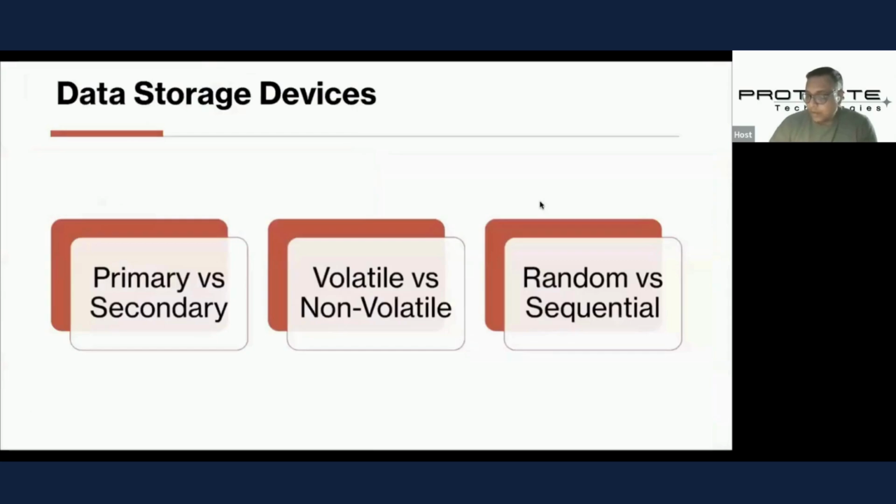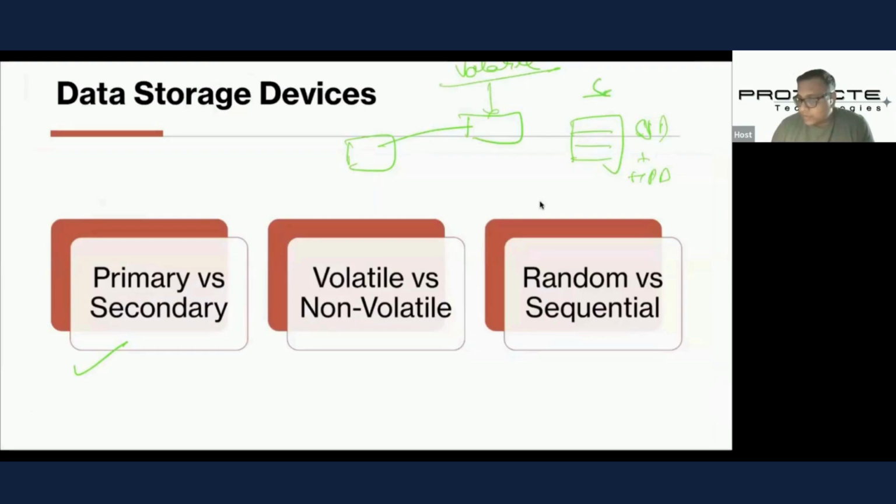Data storage in computer and IT systems is classified in types. First is primary versus secondary. Primary memory is accessible by the CPU directly, and secondary memory is where you actually store the data, that is your SSD or HDD drives. Generally, primary memory is volatile. Volatile means once you switch off the system, the data is no longer available. Your secondary storage is generally non-volatile. Data remnants are there. And finally, there is random versus sequential.